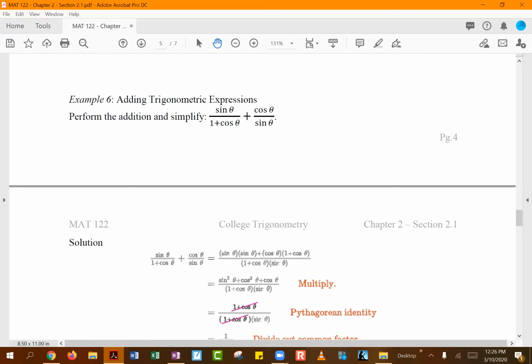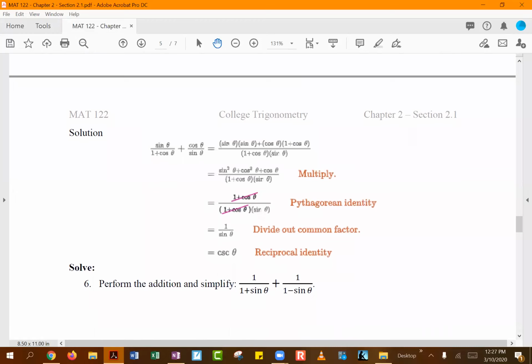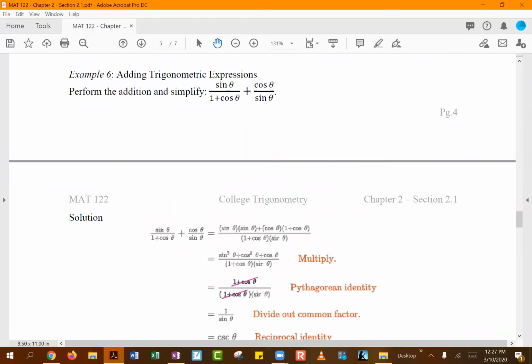So now we're getting into adding our trigonometric functions. Our example here is sine of theta divided by 1 plus cosine theta, and you're adding that to the expression cosine theta over sine theta. Be careful about these examples, because each problem is going to be different. Some of them you may want to use an identity to make it into a different function, because cosine theta over sine theta would be what? Cotangent, right? It would be the cotangent function.